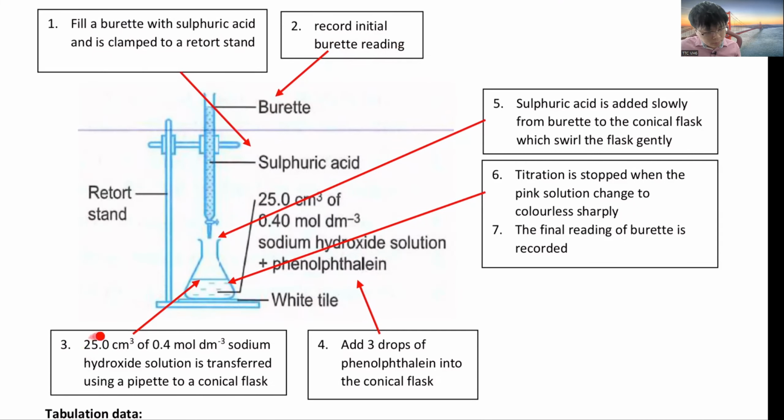Then add the sodium hydroxide, 25 cm³, into the flask. Then add the phenolphthalein inside. Phenolphthalein is to show that neutralization has occurred, as the pink color will turn colorless. Then add the sulfuric acid slowly. Swirl the flask gently. Then the titration will be stopped when the pink solution turns colorless.